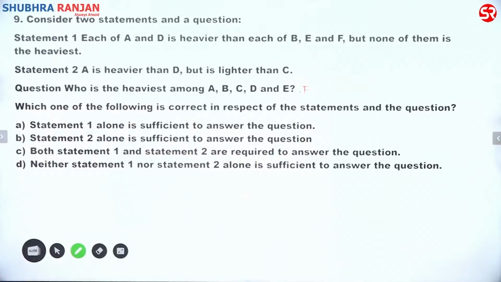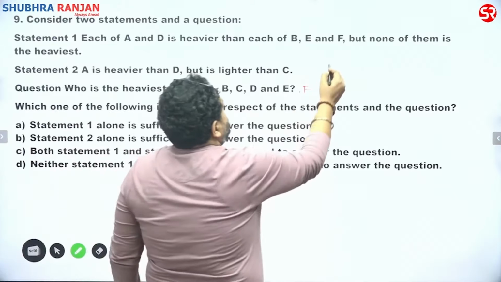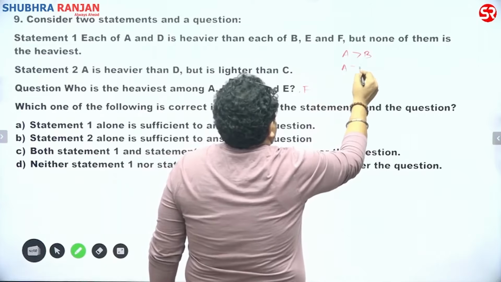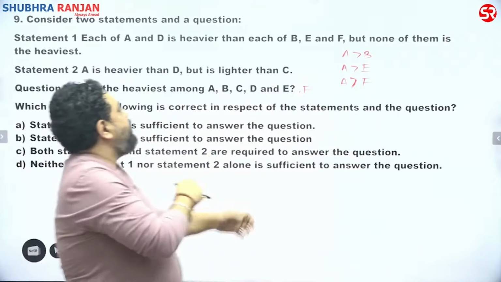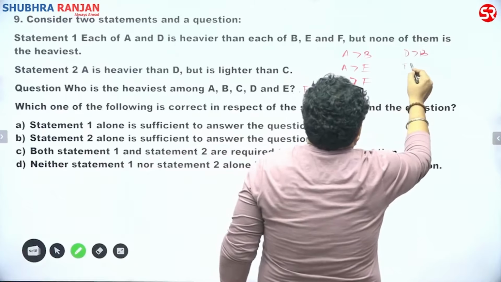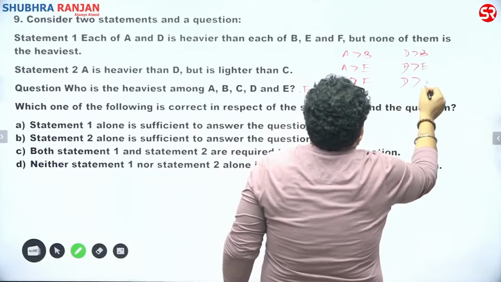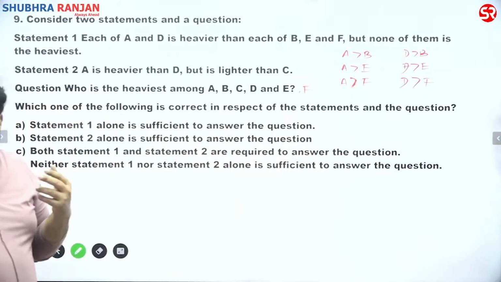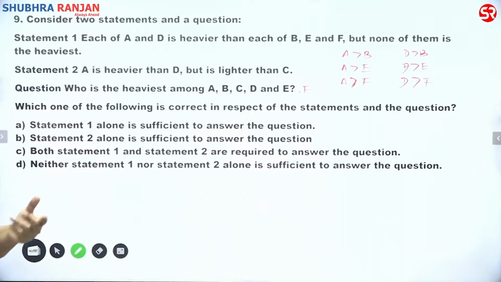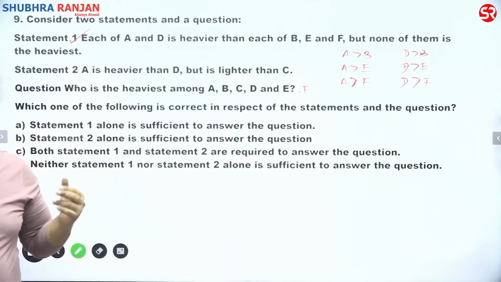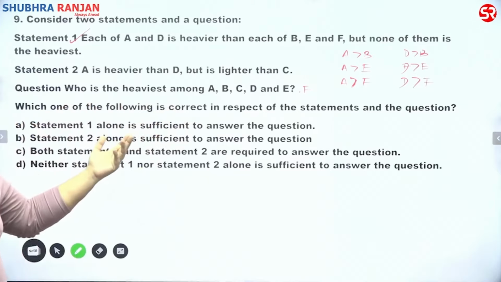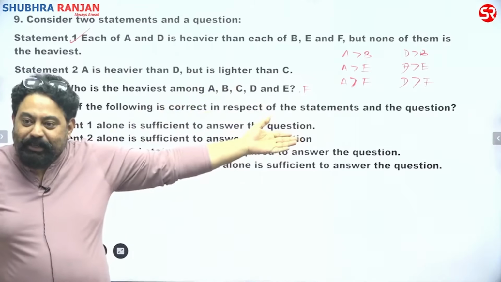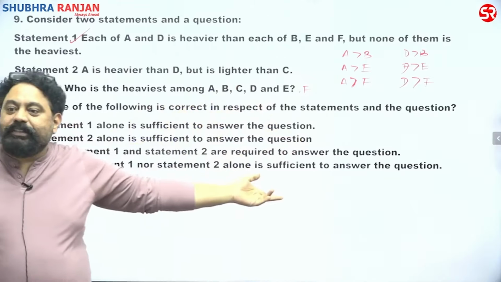Let's see. First statement: each of A and D is heavier. So A is heavier than B, A is heavier than E, A is heavier than F, right? And similarly, D is also heavier than B, E and F. None of them is heaviest, meaning A and D are not the heaviest, so the answer is already coming: C is heaviest. A and D both are heavier than B, E and F, but none of them is heaviest. So A is not heaviest, D is not heaviest, and the rest are lighter in weight than them, so what remains? C. So C is the heaviest.